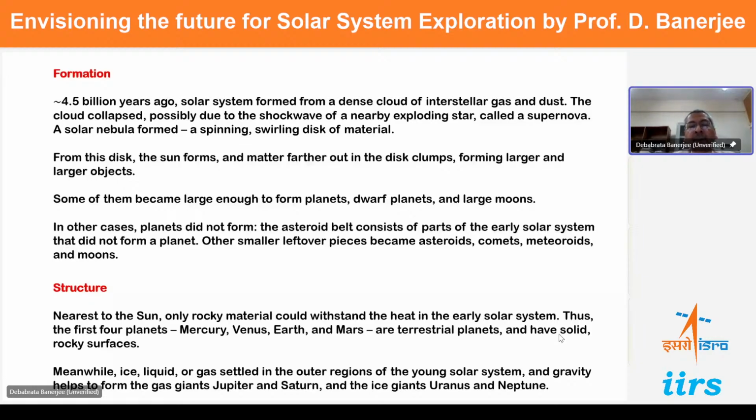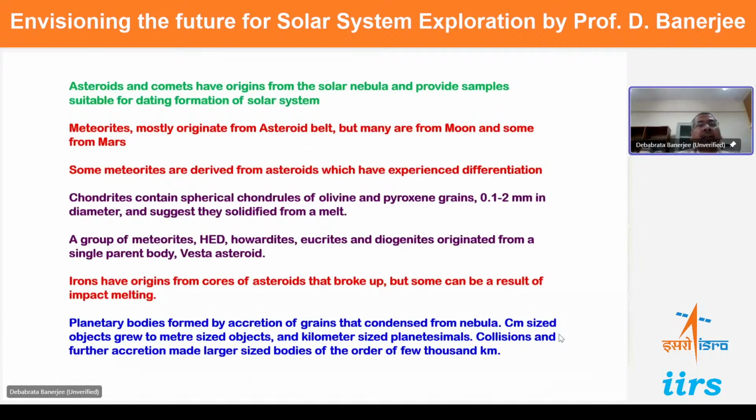So nearest to the sun, only rocky material could stand the heat in the solar system. And therefore, the inner four objects, Mercury, Venus, Earth, and Mars, are terrestrial, and they have rocky surfaces, whereas ice, liquid, or gas settled in the outer solar system, and therefore you have the gas giants and the ice giants. And this is general information again about the solar system. So let me just highlight a couple of points which you may not be aware of.